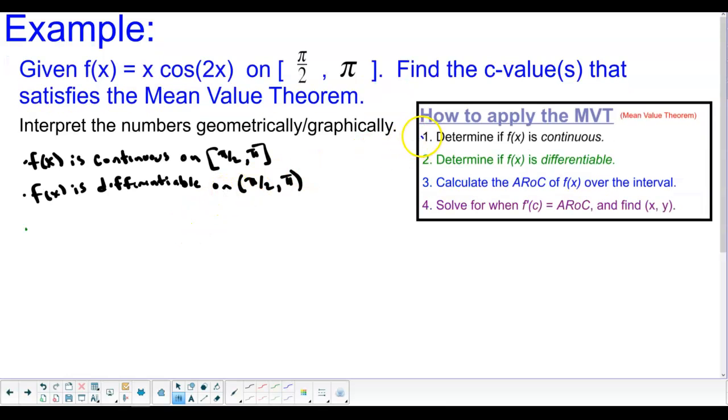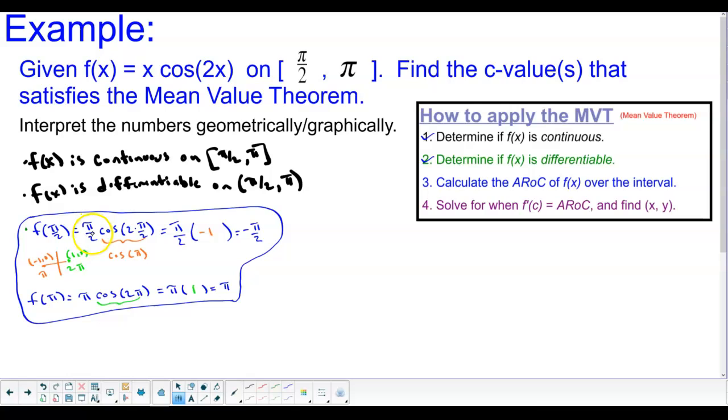So now that we know it's continuous, differentiable, we now have to find the average rate of change. In order to do that, we need the y values for each input. So I'm going to go ahead and find f of pi over 2. Hopefully you're going to do this without a calculator. And I'll do the same thing and find the output at f of pi.